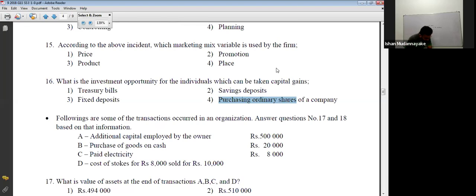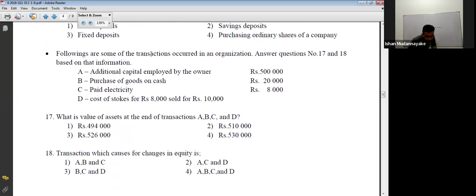Look at the next question. Following are some of the transactions that occurred in an organization. Answer questions 17 and 18 based on that information. Additional capital employed by the owner 500,000. Purchase of goods on cash 20,000. Paid electricity 8,000. Cost of stock 8,000 and sold for 10,000. What is the value of assets at the end of the transactions?